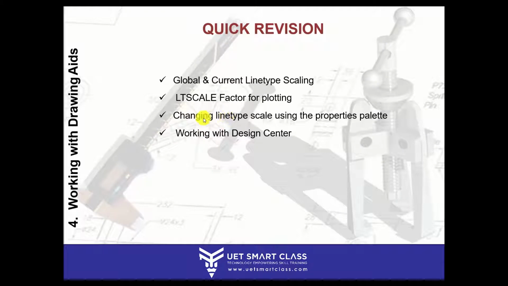Now, the third topic which we covered was changing line type scale using the properties palette. I had shown you how to change a line type scale in the properties palette. For an object, you can also go to the line type settings. You can change the factor for the line type you have selected for your drawing within the dialog box of line type settings. Alright. We also studied the Design Center, how Design Center helps you in bringing your layers, your line types, your blocks from other drawings to the current drawing.